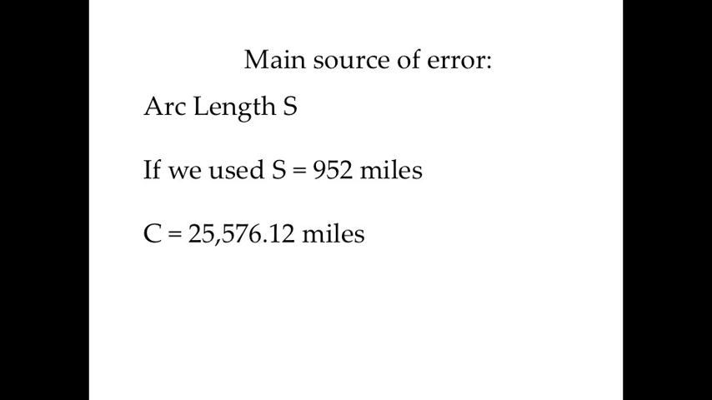nearest roadway. If, however, we hired someone like Eratosthenes did to measure the actual arc length, somewhere close to 952 miles, our error would be reduced dramatically to 2.9%. Remarkable.